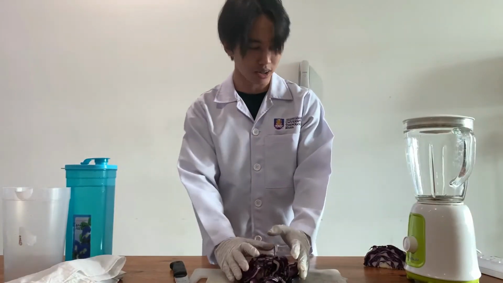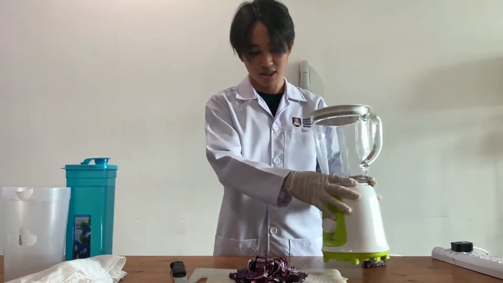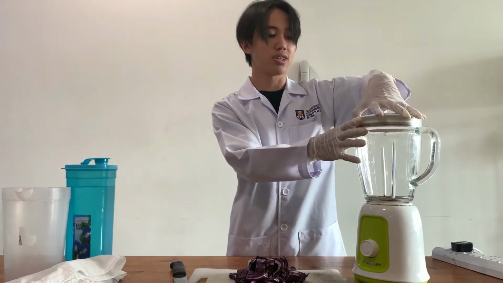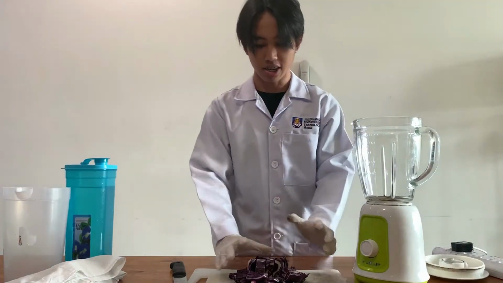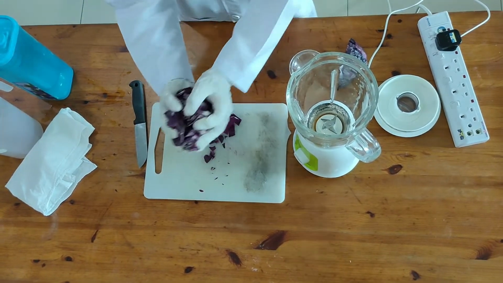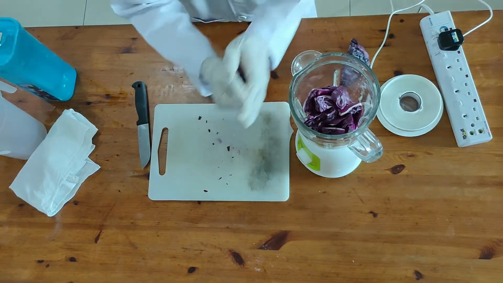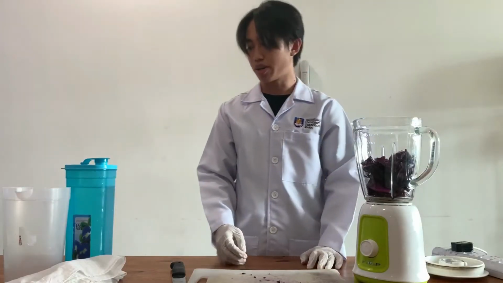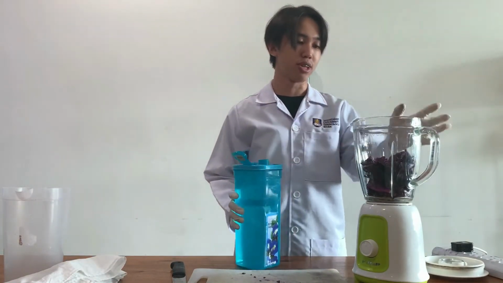So after we cut all this into chunk pieces, we might need a blender. So take this blender, open it up, take all these chunks of red cabbage and put them inside the blender. Okay, so what we're gonna do is take this plain water and pour it into the blender.